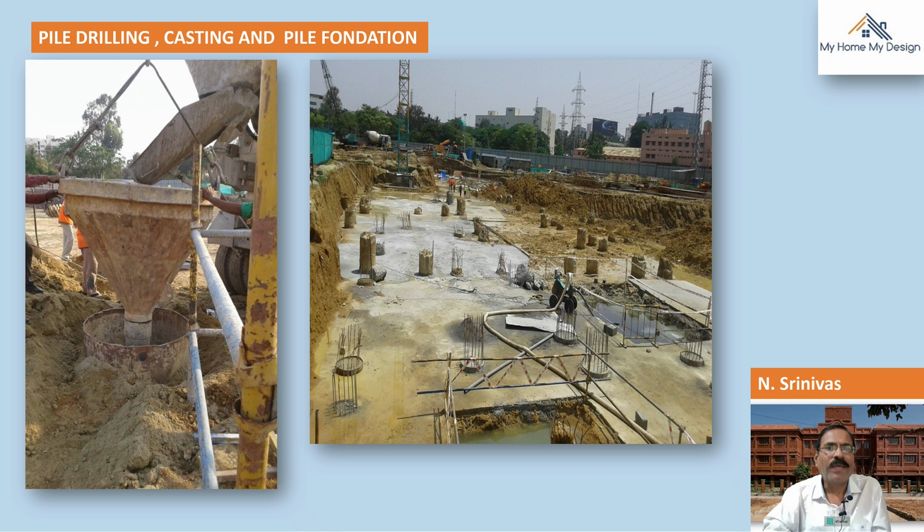And pile drilling, casting, and pile foundation. See here, after the pile drilling has been done, this is the drilling already done, and the casting is going on here with the help of the concreting funnel type, the pile foundation. The 600 mm or maybe 900 mm diameter piles have been used here. Some of the piles are already cast here.